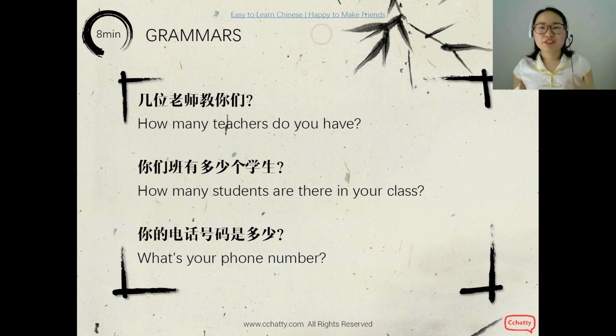And the second sentence, how many students are there in your class? I think it's bigger than 10, because in China there are always 30 to 60 students in a class. So big. 你们班有多少个学生？Here 个 is a measure word, remember? It's a commonly used measure word. 多少个学生？How many students? I don't need to use 个 here. 你们班有多少学生？This sentence is also okay.